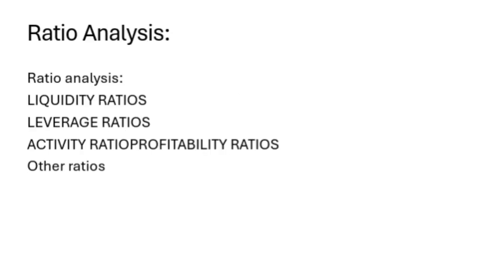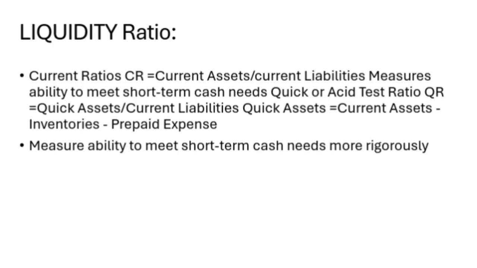Ratio analysis: liquidity ratios, leverage ratios, activity ratios, profitability ratios, and other ratios. Liquidity ratio. Current ratio, CR, is equal to current assets divided by current liabilities. It measures the ability to meet short-term cash needs. Quick or acid test ratio, QR, is equal to quick assets divided by current liabilities. Quick assets is equal to current assets minus inventories minus prepaid expenses. It measures the ability to meet short-term cash needs more rigorously.